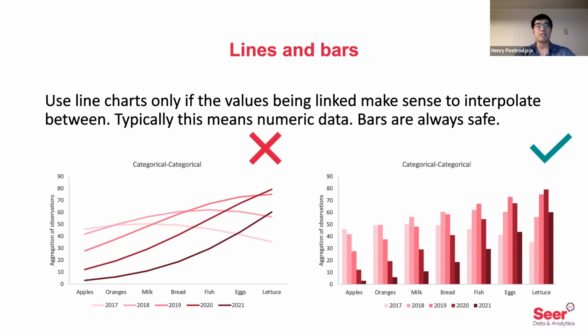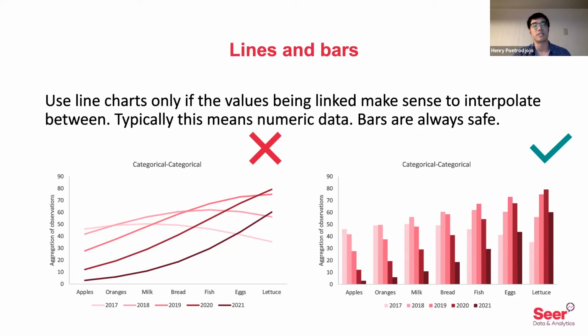However, the problem is that when using a line chart, what you're doing is you're connecting all these categories together with a single line by year, and it implies that you can interpolate between them. What I mean by that is it doesn't make sense that there's something in between an apple and orange. So this point doesn't make sense. And likewise, there's nothing in between oranges and milk. And that's what a continuous line sort of implies.